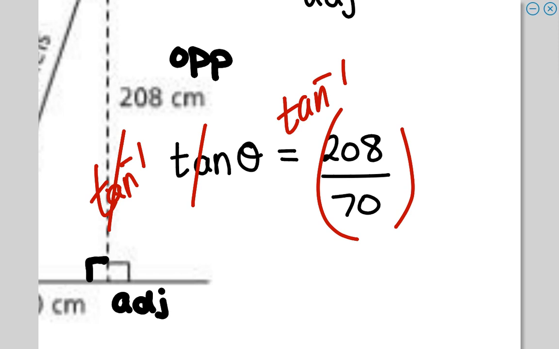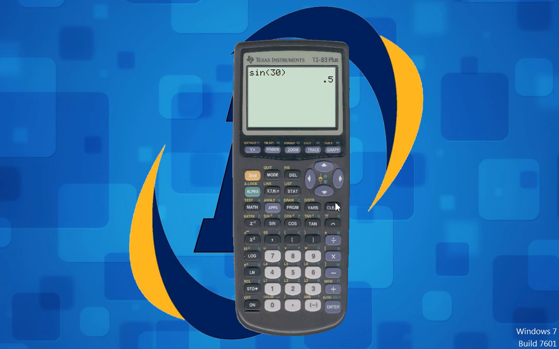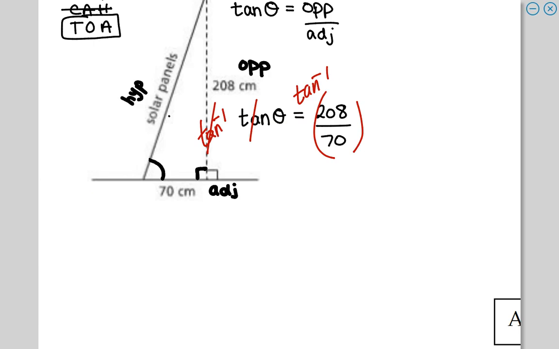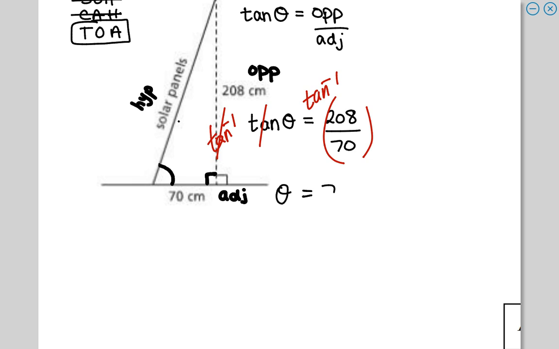All right, and I can demonstrate that on my calculator. So I would go second function tangent, and the number was 208, right? And 70? So it's 71.4 degrees. If you got a crappy calculator, do 208 divided by 70, hit enter, and then go second function tan. So I know theta equals 71.4. So that goes right here.